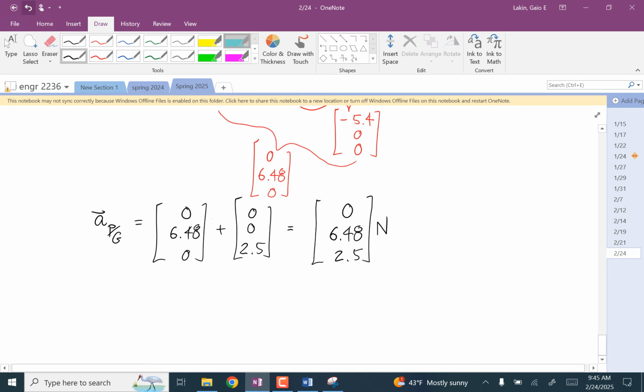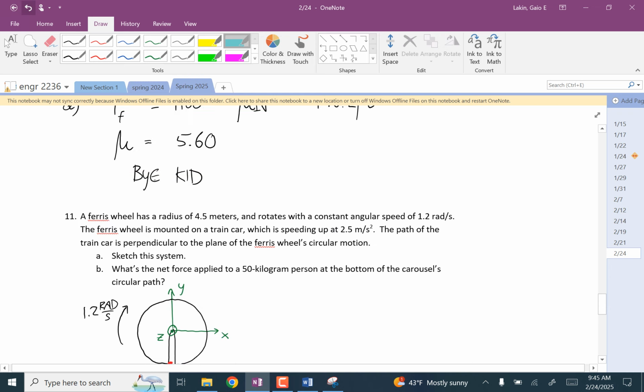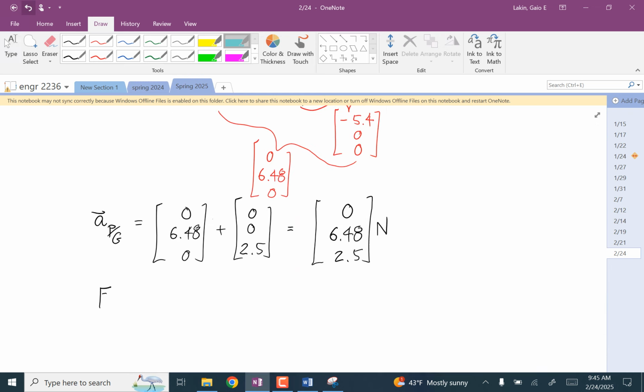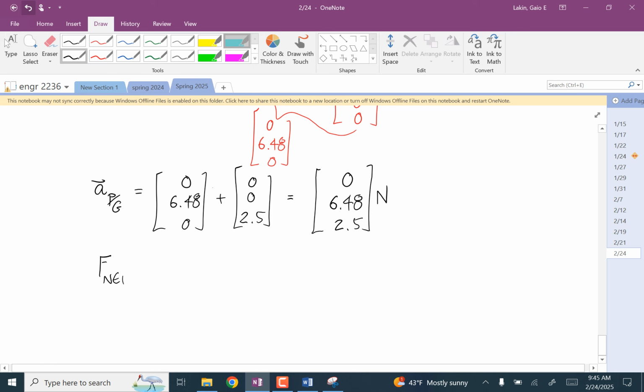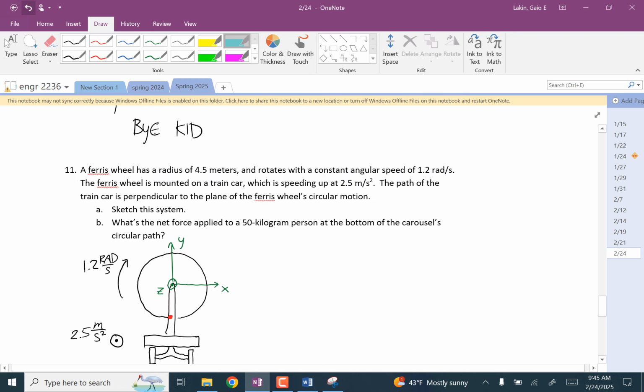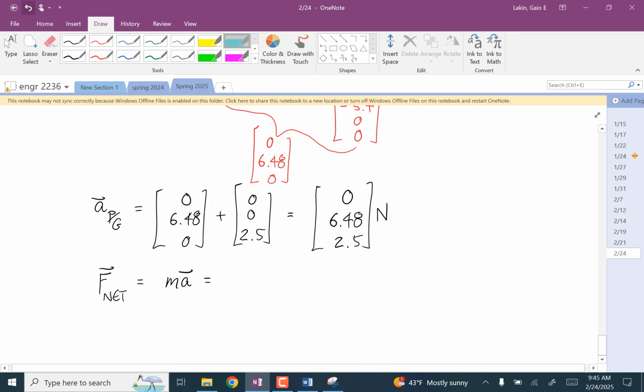Okay, so there we go. And then the net force, that's what it asked for, right? F net is the mass times the acceleration. So 50 times this. So 0, 324, and then 50 times 2.5, 125.